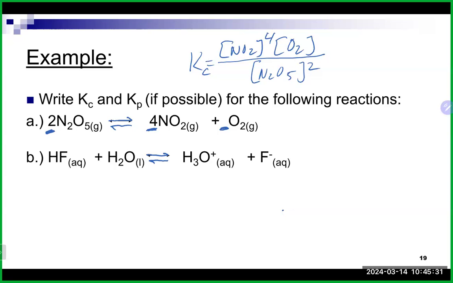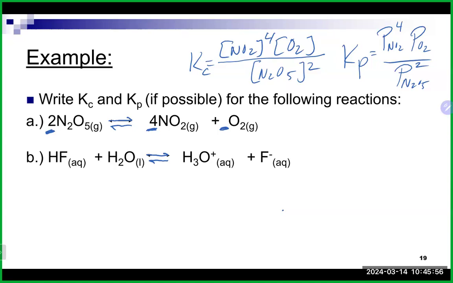These are all gases here, so we can write a Kp. So our Kp will basically be the same, except again, we're dealing with partial pressures. So it'll be the partial pressure of NO2. Once again, we do need to take it to the fourth times the partial pressure of O2 divided by the partial pressure of N2O5. And once again, we do need to square it in that case. Any questions on that one there?